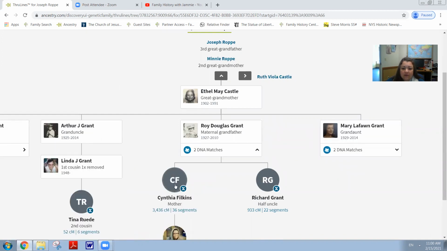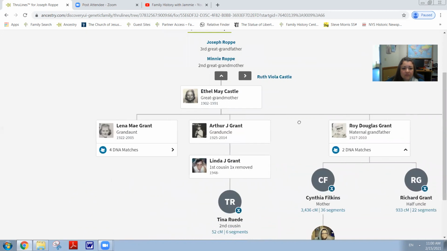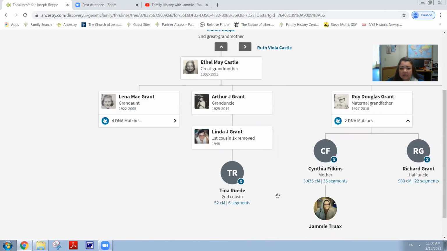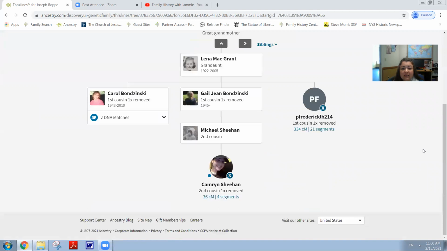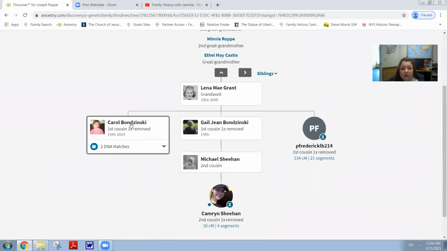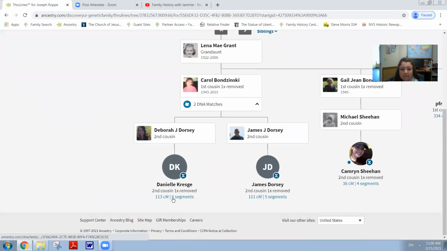This is my grandfather. So this is my mother and my uncle. And then I can move this over here. And this is my Uncle Art. My cousin Tina took her DNA, and there she is. And then I have 4 DNA matches through my Aunt Lena. So my Aunt Lena had these children. This is my cousin Patricia, Pat. Then there's Cameron, and then 2 DNAs through her.